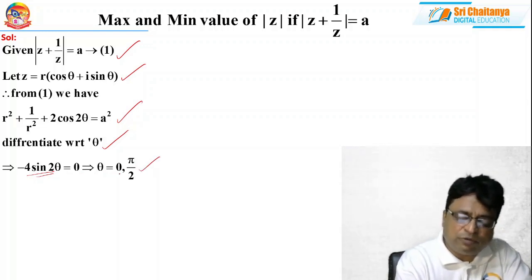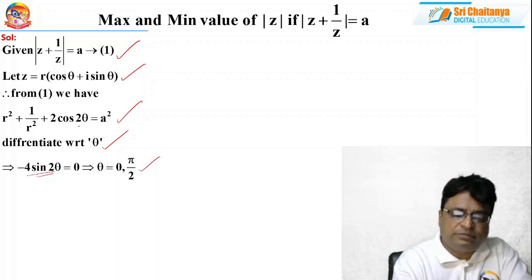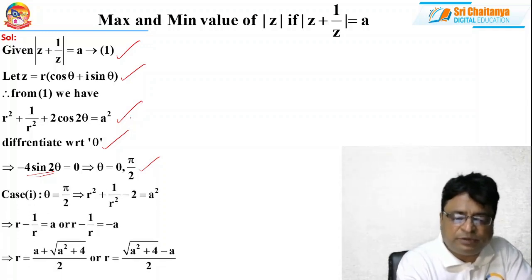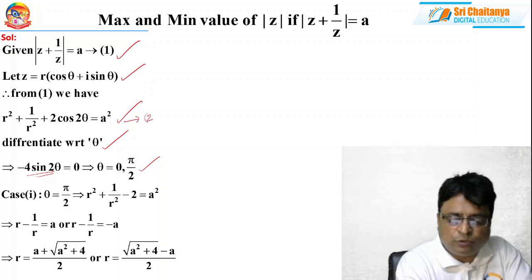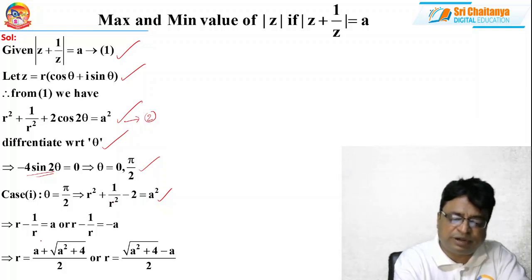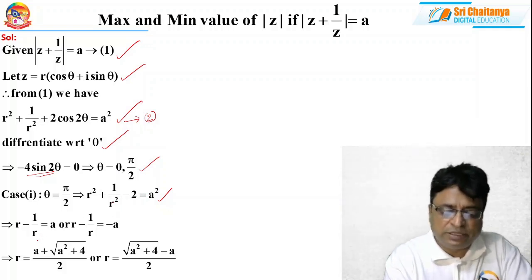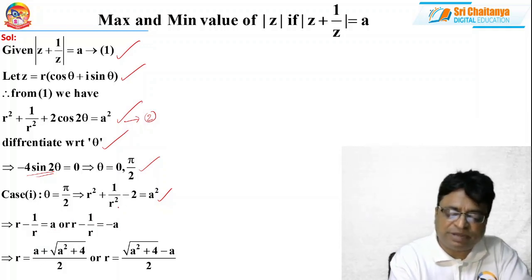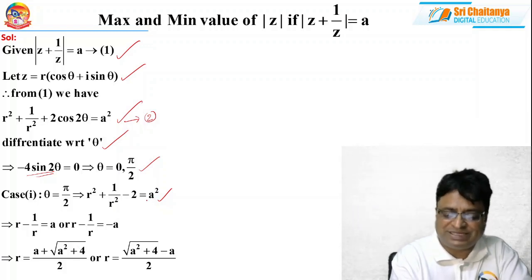Now if you substitute the values of theta, you find r square plus 1 by r square. Suppose case number 1: theta is equal to pi by 2. If theta is equal to pi by 2, in equation number 2, you get r square plus 1 by r square minus 2 is equal to a square. With the help of this, you can find r minus 1 by r is equal to a, or r minus 1 by r is equal to minus a. Because it is r minus 1 by r whole square equal to a square.